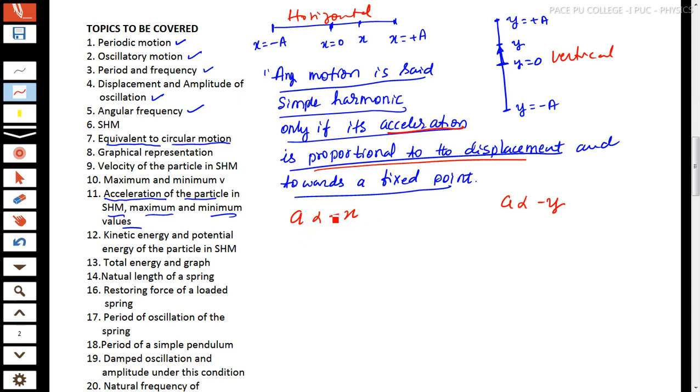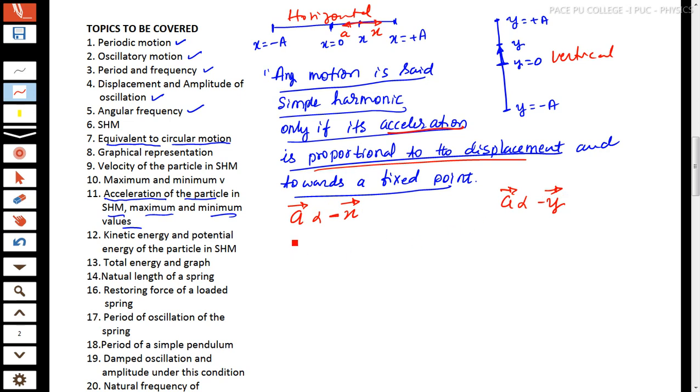So the meaning is in putting a negative. Mathematically, this negative sign says a and x are in opposite directions. At any point, if displacement is acting in this direction, then acceleration is acting in this direction. This is the meaning of the negative sign in the expression. These are vector quantities. This is how we express the vector quantities. More simply, we write a proportional to minus x.